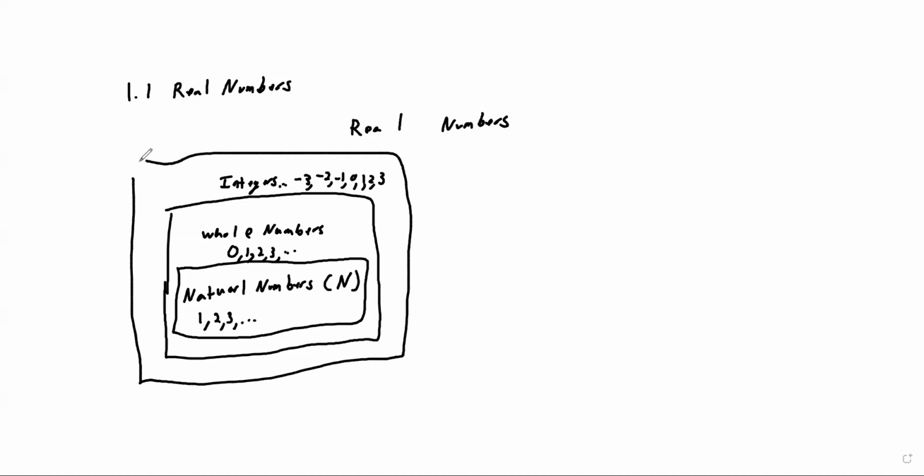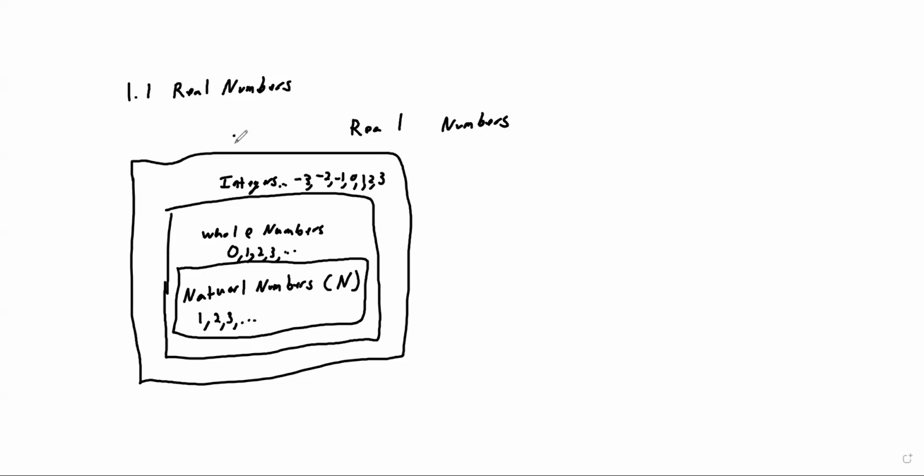So in this sense, if a number falls in the natural, it's also considered a whole and an integer. But notice if it's an integer, meaning let's say it's -3, does not necessarily mean it will be a whole or a natural. -3 is not a whole or a natural.